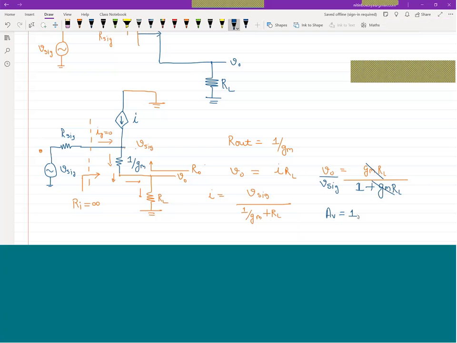So this is the idea for the circuit. That's why this circuit is known as voltage follower or source follower. This circuit is also known as source follower circuit.